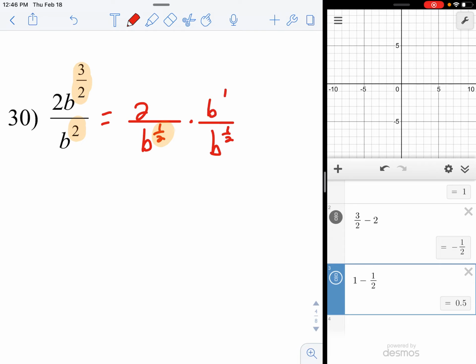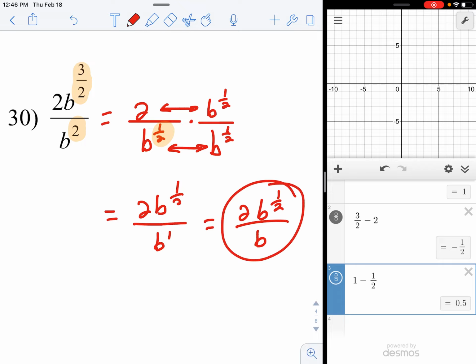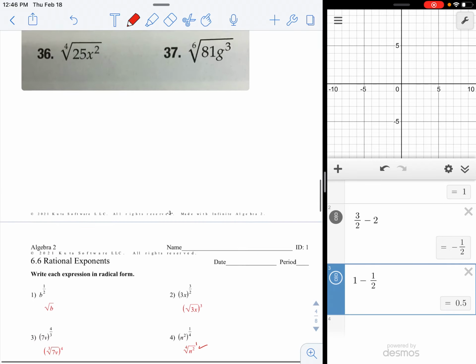So we need to multiply the top and bottom by b to the 1/2. Top times top is just 2b to the 1/2. Bottom times bottom is b to the 1, which is just b. So the answer is 2b to the 1/2 over b.